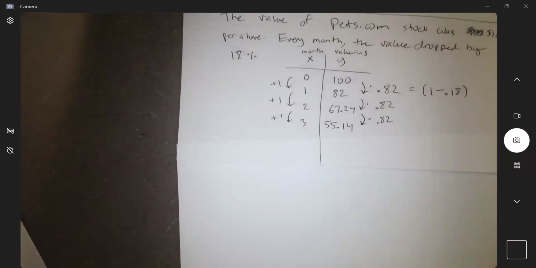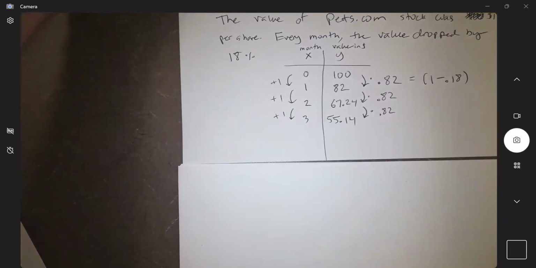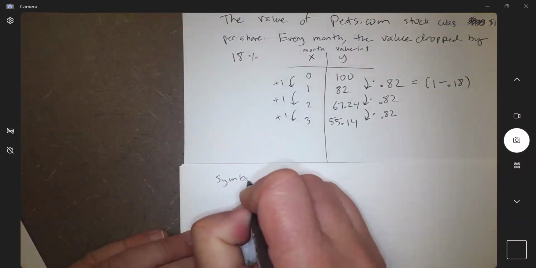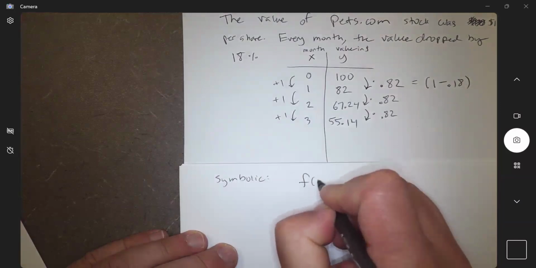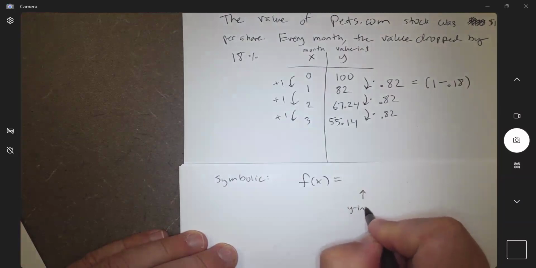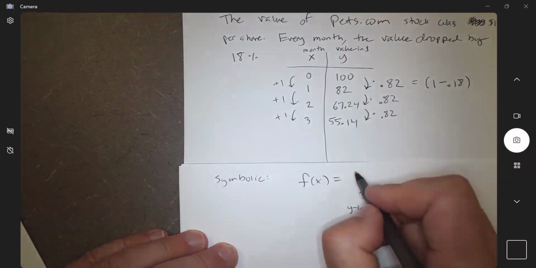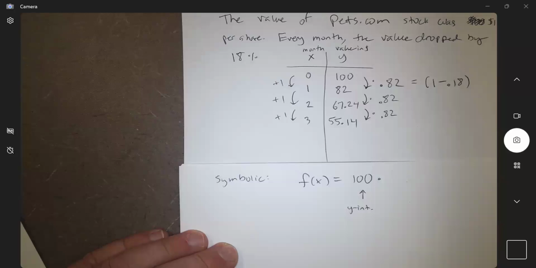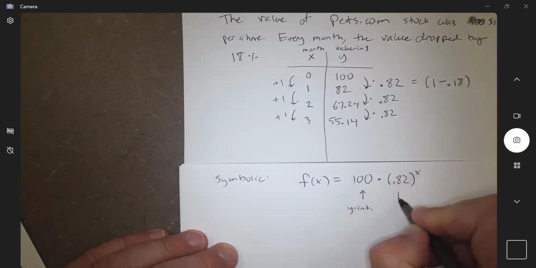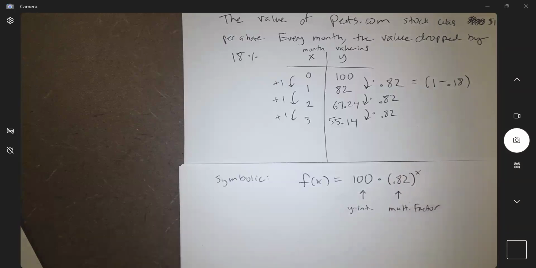But let's build a formula from this. The symbolic version. I can do f of x. And remember, I start with my y-intercept, which was what? 100. And I multiply by the multiplication factor, by the base, by 0.82, raised to the power x. This is a multiplication factor. That's the multiplication rate of change or the exponential rate of change.